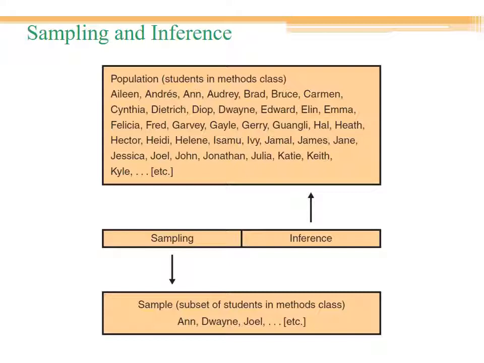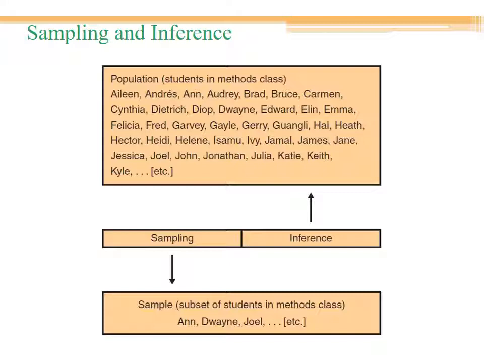In this illustration, we see that the population are students and methods classes. You see the box at the top where it has a list of names. That's the population. As explained in the text, it's not always efficient to interview or survey every single member of your population. So if we wanted to research students in a methods class, we might not have time or the resources to interview every single one of them.